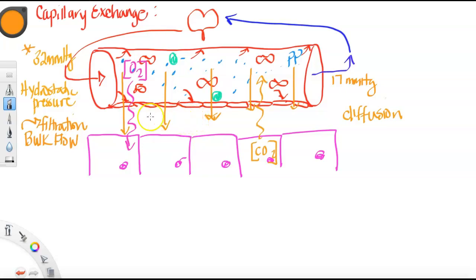So what happens? We need a counter pressure. Let's use green for that. No, let's not use green for that. Let's use dark blue for that. Okay, so there's a counter pressure, and it comes from these plasma proteins. And it brings the water back in to the vessel, all the way down.